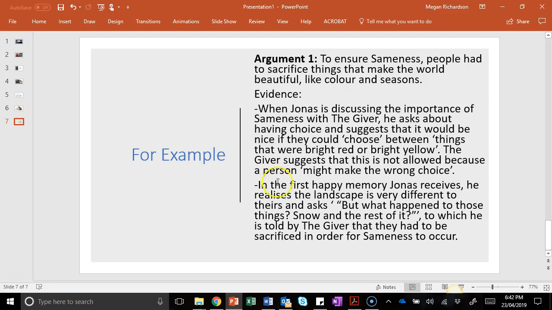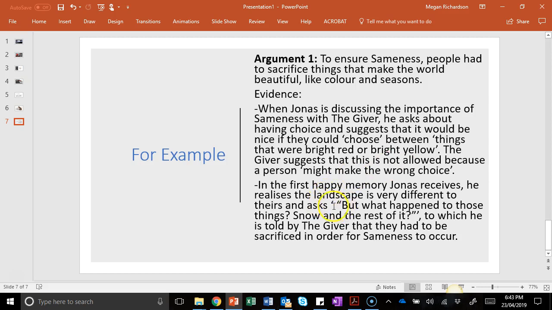Okay. The other thing I want to show you is, can you see how I've used the quotation marks? So I used the word choose, that they used the word choose, and then I've got the quote, things that were bright red or bright yellow. Those bits are directly from the text. And then this bit, a person, and then we've got quotation marks, might make the wrong choice. So that's a quote.